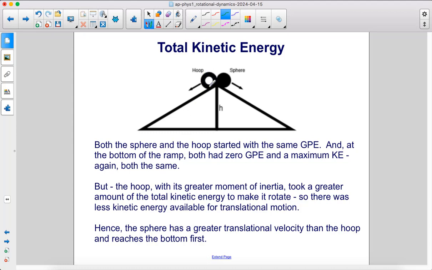So because this has a greater moment of inertia, it requires more energy just to get it to roll. Hence, the sphere has a greater translational velocity than the hoop and reaches the bottom first. If your GPE equals your translational kinetic energy plus your rotational kinetic energy, the bigger this is, the lower that has to be, right? If they both start out with the same GPE, that's constant. Therefore, the more difficult it is to get something to roll, the slower it's going to move down the ramp.